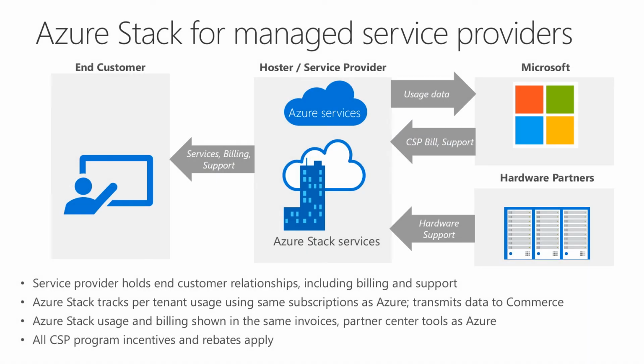This diagram shows the relationships and responsibilities for managed service providers in a direct scenario. The service provider holds end customer relationships, including billing and support. The end customer has an Azure subscription provided by the CSP, and Azure Stack tracks usage for each tenant separately, and this usage data is attached to that Azure subscription with the data transmitted to Azure Commerce. As a result, the customer's Azure Stack usage is shown and billed on the same invoices and through Partner Center tools, the same as Azure, and all CSP program incentives and rebates apply too.